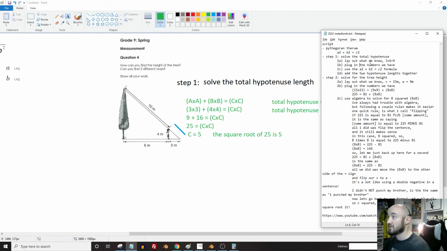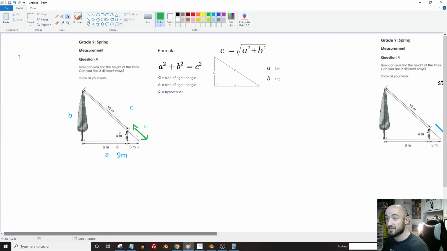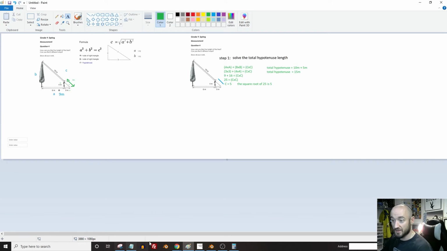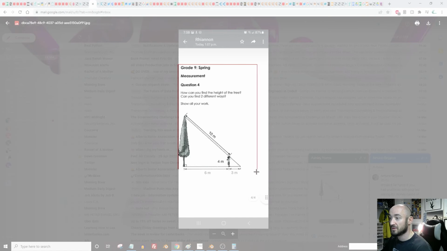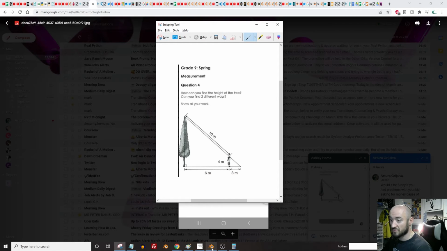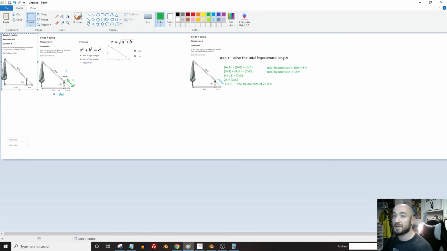Yeah. So we laid out what we know. We plugged in our numbers. We used the formula, and we added our hypotenuses together. So now we have the full length. So I'm just going to take another copy of this little image here, and I'm going to carry it forward in our work here.